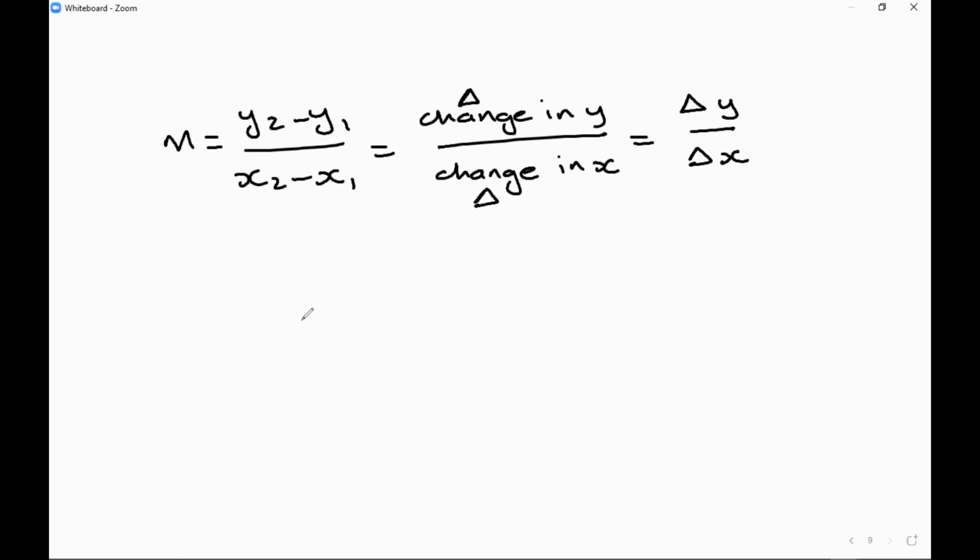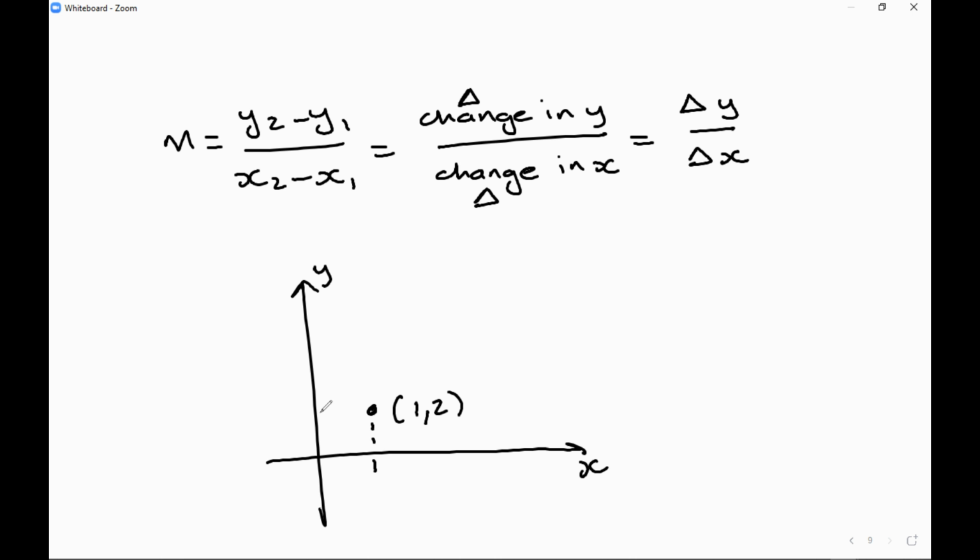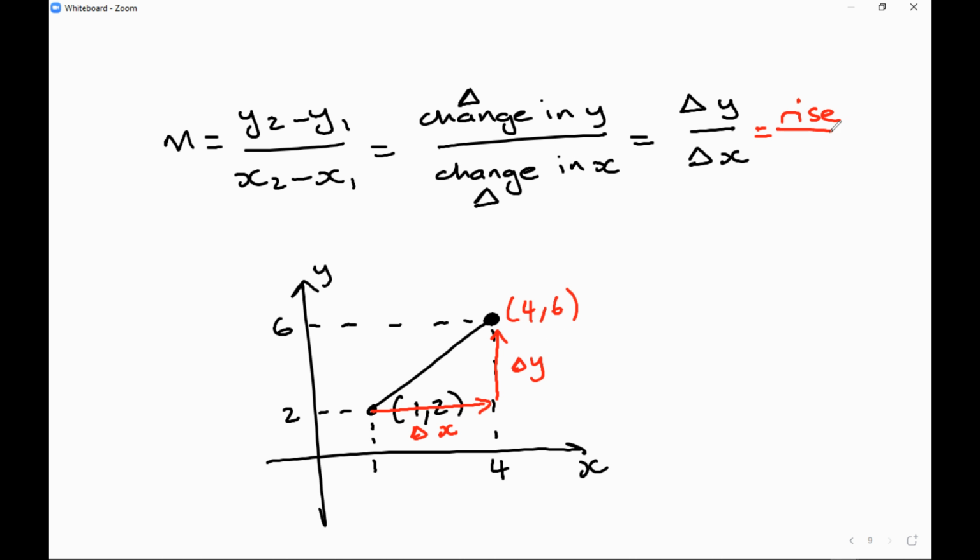Anyway, if I've got a coordinate plane like this, sketch quickly, so if I've got y here and x here, and I've got a point here that's 1 and 2, let's say. That means that this value is 1 and this value is 2. And this goes up till here and becomes 4 and 6. Okay? So in order to calculate this, we have our movement. This coordinate is 4, 6. This movement here is my change in x. And that movement there is my change in y. Another way of writing this is known as rise over run. Because when you rise, you go vertically, and when you run, you go horizontally.